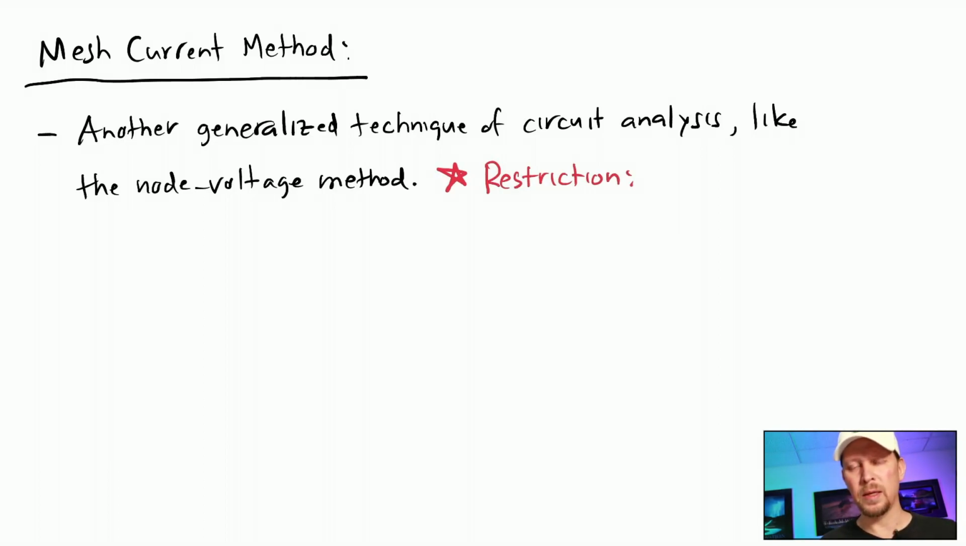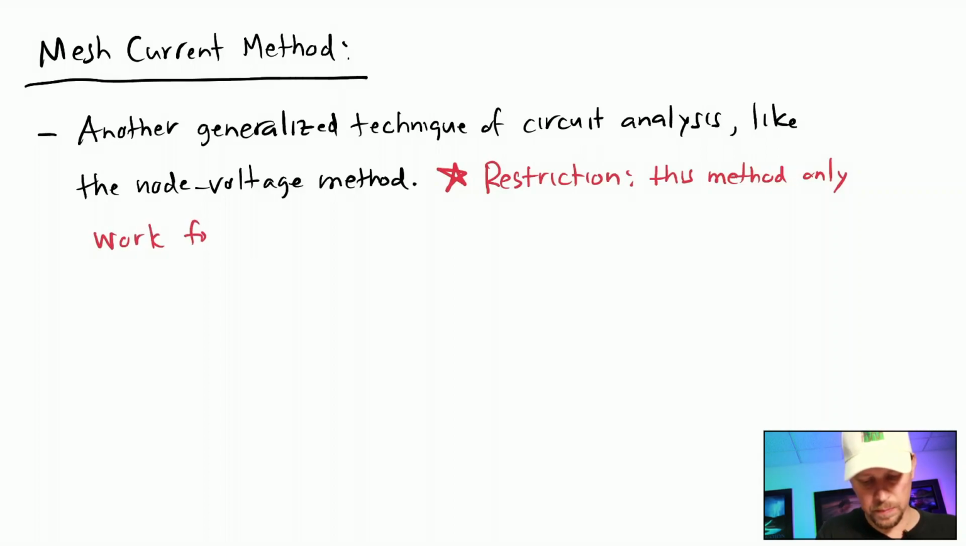Now, keep in mind that for the circuits themselves that we're going to be seeing in this class, and most of the circuits that you see in most of the other classes, you will be able to use the mesh current method in order to analyze them, but it doesn't apply to absolutely every circuit. And the restriction is the following. This method only works for a special kind of circuit called a planar circuit. So this only works for planar circuits.